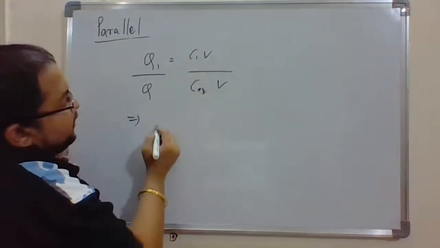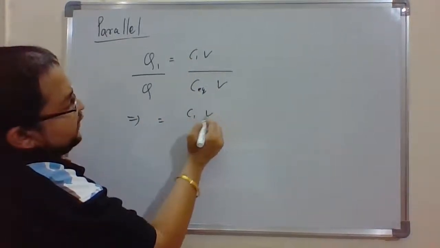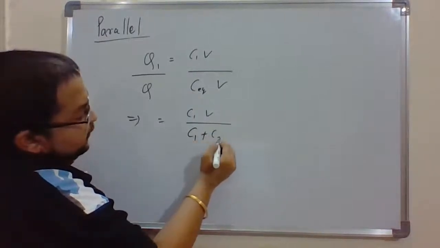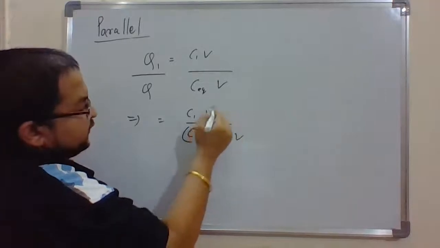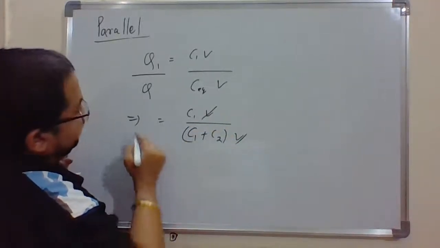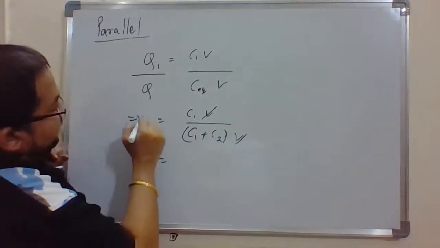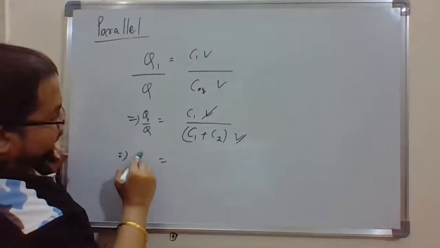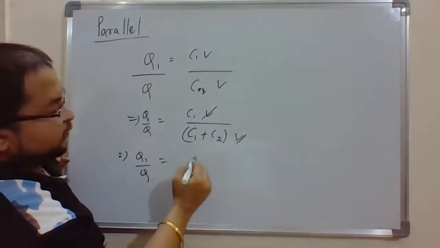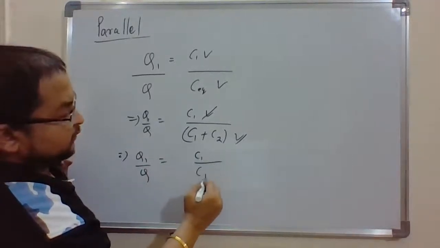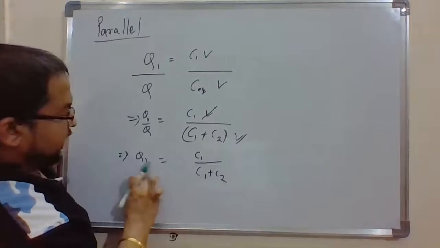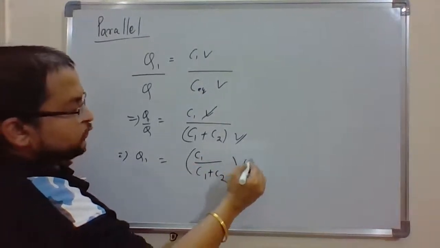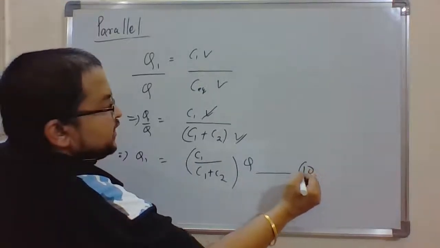So C1 V is nothing but C1 into V, no change. What is the value of C equivalent? It is C1 plus C2 into V, which cancels out. So that comes out to be Q1 by Q equals C1 by C1 plus C2, or I can say Q1 equals C1 by C1 plus C2 into Q, equation number 10.